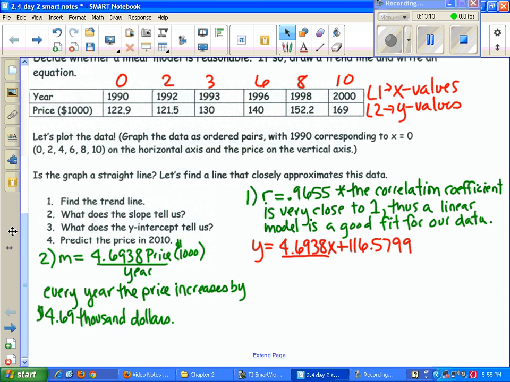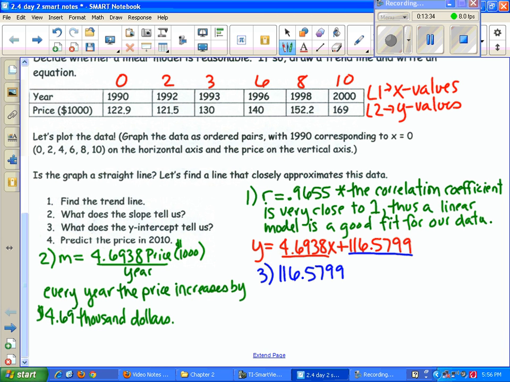Then the next part, question number 3, says, what does the y-intercept tell us? For question 3, the y-intercept is this part. Our b value is 116.5, and I'm going to round that 799. So you could round that.